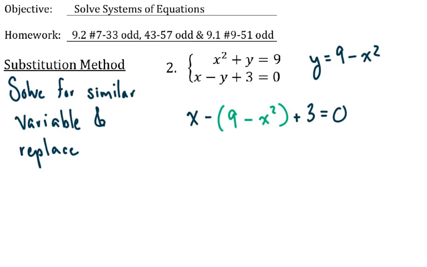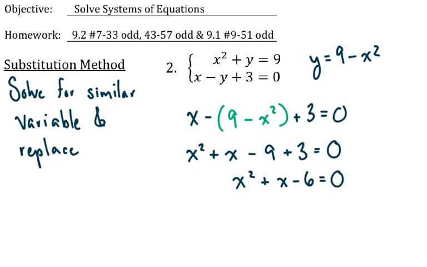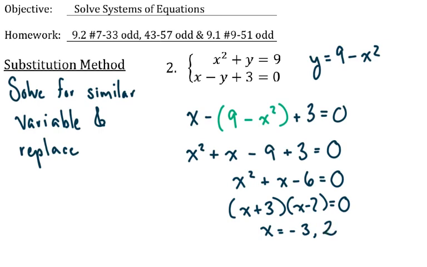So when I distribute and simplify, we get x squared plus x minus 9 plus 3, which is 0, or x squared plus x minus 6 equals 0. And this should feel like a pretty traditional quadratic, x plus 3, x minus 2, and so then our two solutions for x are negative 3 and 2.